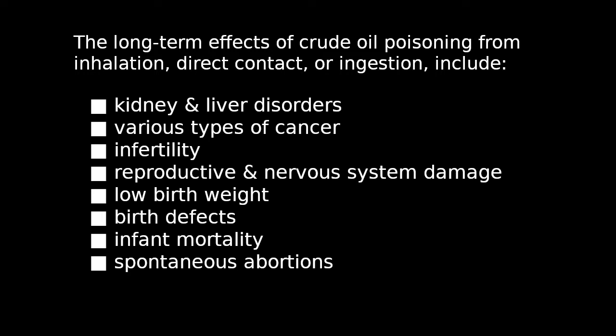In summary, crude oil contains a mixture of incredibly adverse substances that harm plants, animals, and humans. The long-term effects of crude oil poisoning from inhalation, direct contact, or ingestion include kidney and liver disorders, various types of cancer, infertility, reproductive and nervous system damage, low birth weight, birth defects, infant mortality, and spontaneous abortions. So you see how effective crude oil is for A2AD and soft kill depopulation.